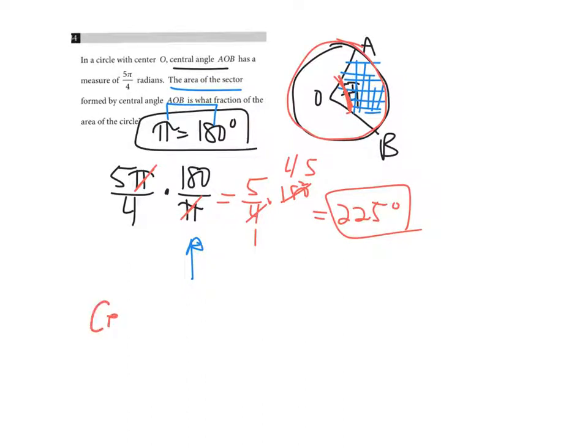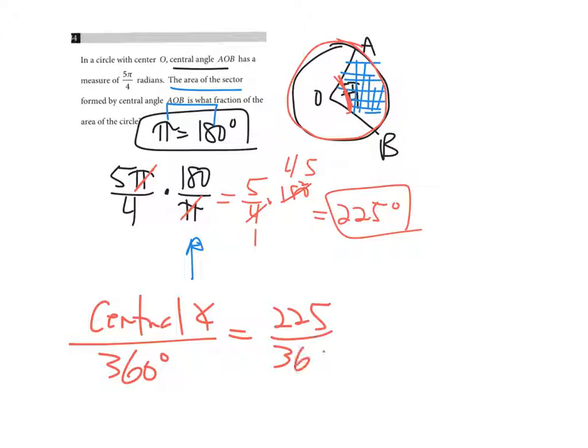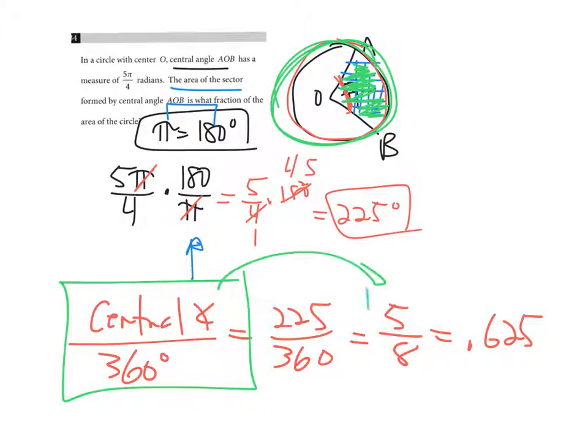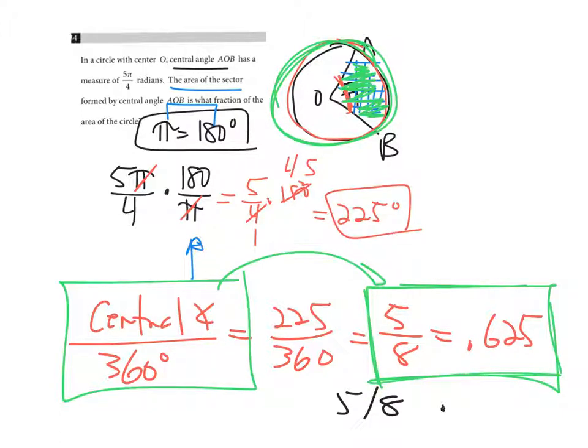So basically I could set up this proportion. The central angle over 360, which in this case is equal to 225 over 360, or if I reduce that on my calculator, that turns out to be 0.625, or 5/8. So basically the question is, what is the fraction of this area, the sector, to the entire area of the circle? Well, that ratio is the same as the ratio of the central angle over 360. So this is a grid question. You could have gridded in either 5/8 or 0.625.